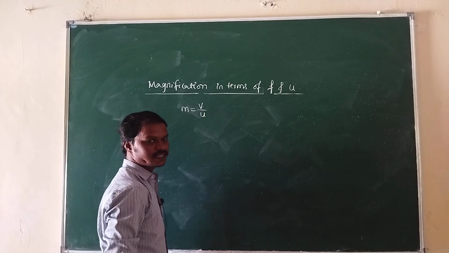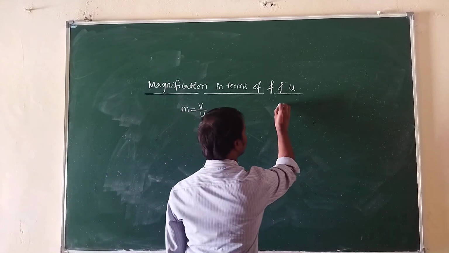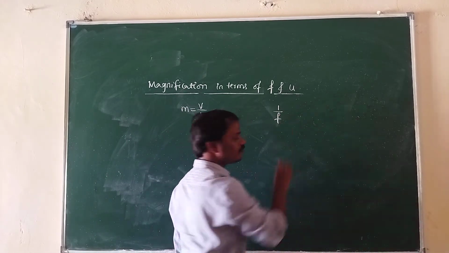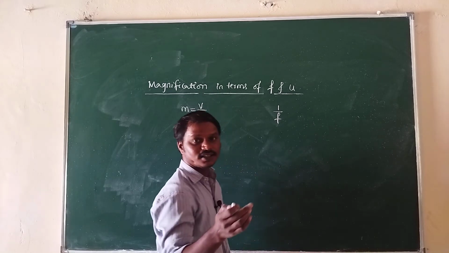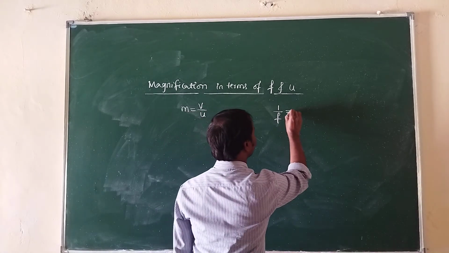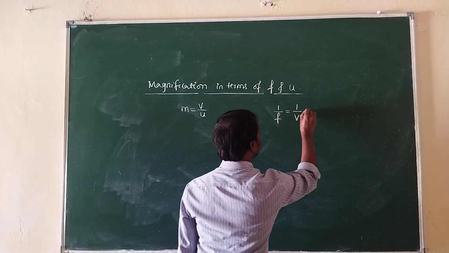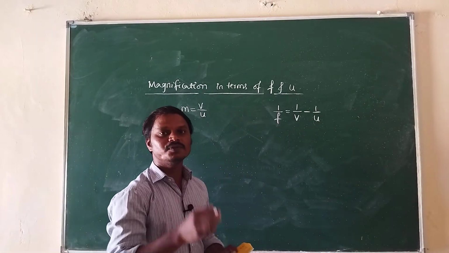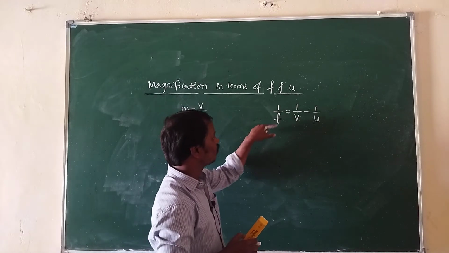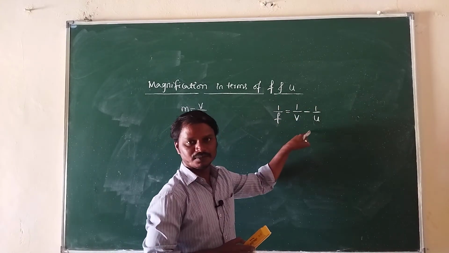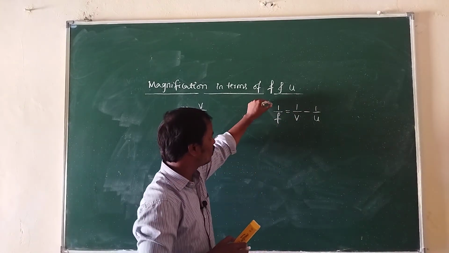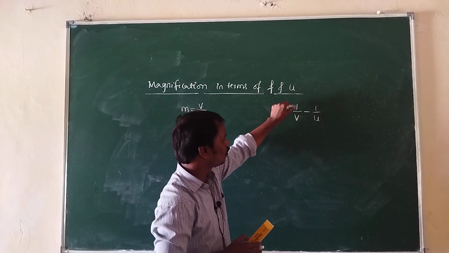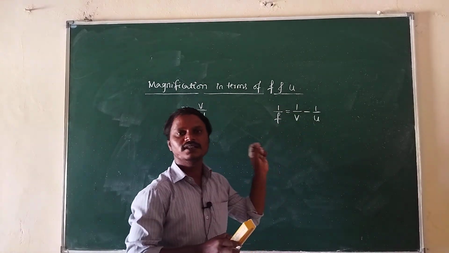Now by using the lens formula, what is the lens formula? The lens formula is 1 by f is equal to 1 by v minus 1 by u. V is image distance, u is object distance. This is the lens formula. But what about the mirror formula? 1 by f is equal to 1 by v plus 1 by u, but this is a lens formula. Hence the lens formula is 1 by f is equal to 1 by v minus 1 by u.